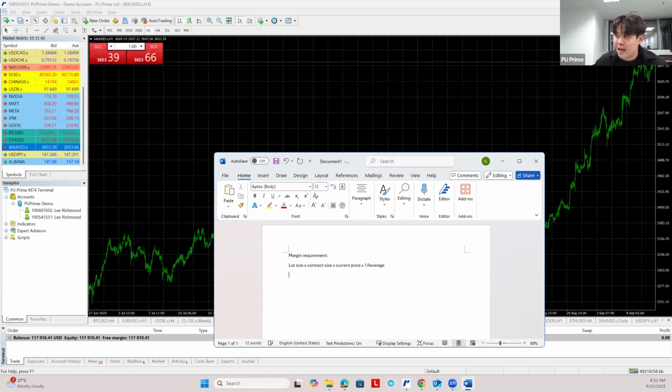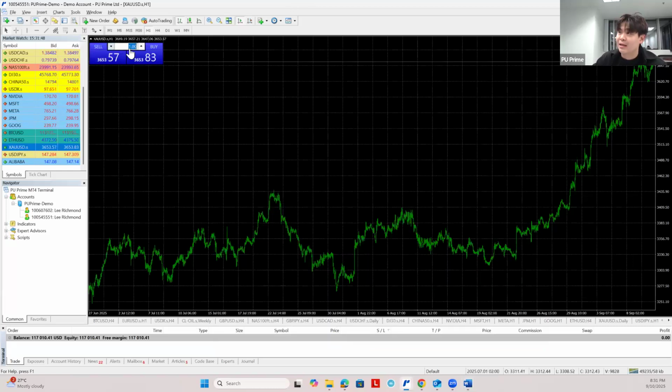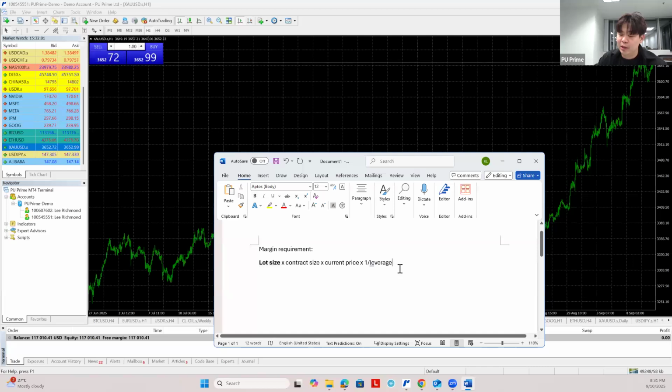So lot size, the first thing about the lot size is the position that you want to open here. So let's say here is 1 lot, 2 lot, 3 lot, 4 lot, 5 lot. So what is the lot size? By using the lot size, you can determine how much you want to buy of the gold. So let's say you buy 1 lot, how much do you need to deposit?